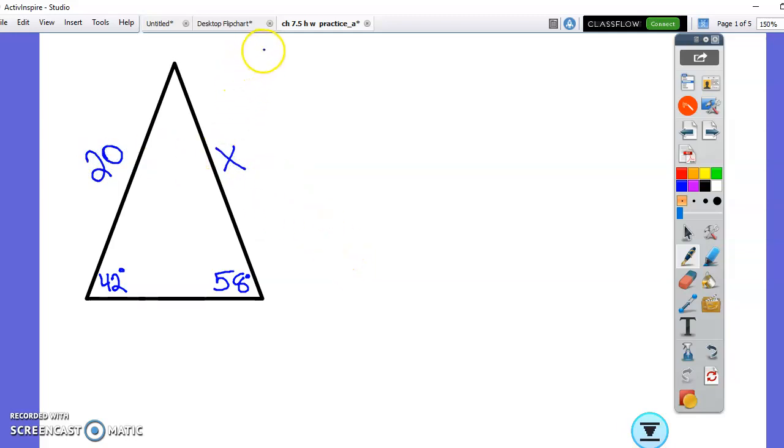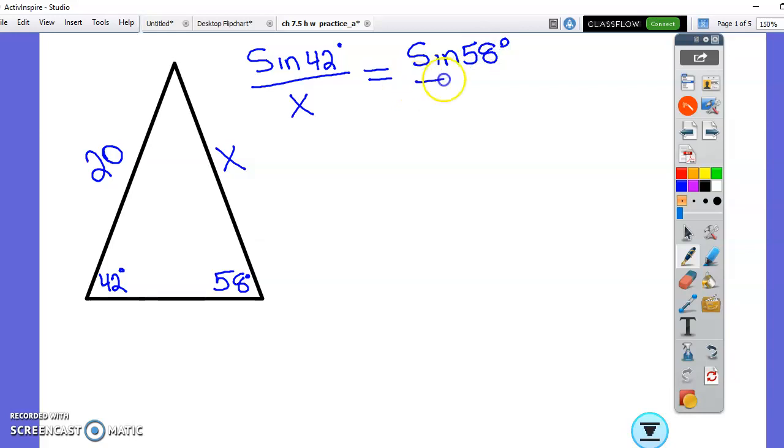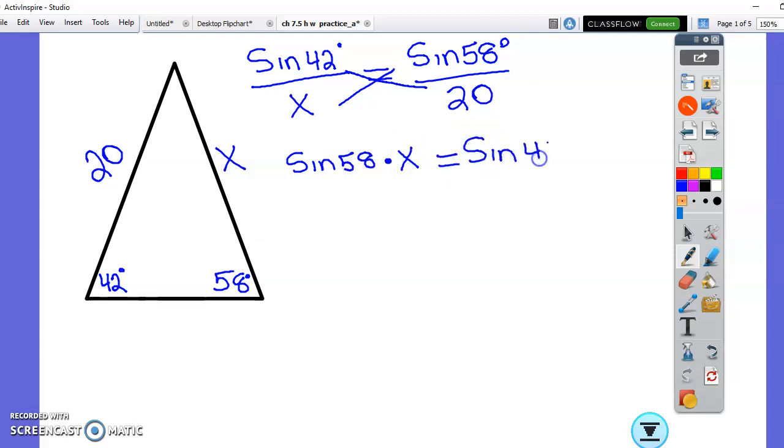So now we do the same setup. Sine 42 degrees over the length of the side opposite it, which we don't know, equals sine 58 degrees over the length of the side opposite it, which we do know, and that's 20. And we do the same thing, crisscross applesauce. And we get sine 58 times x equals sine 42 times 20.